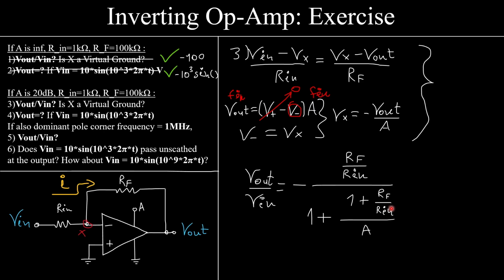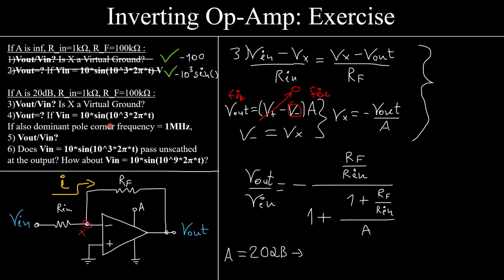I have Rf over Rin in my Vout over Vin equation, but I also have the gain over here. If the gain was infinite, like before, this whole term would be 0, and I would have minus Rf over Rin, as I had previously. This is a corrective term now.